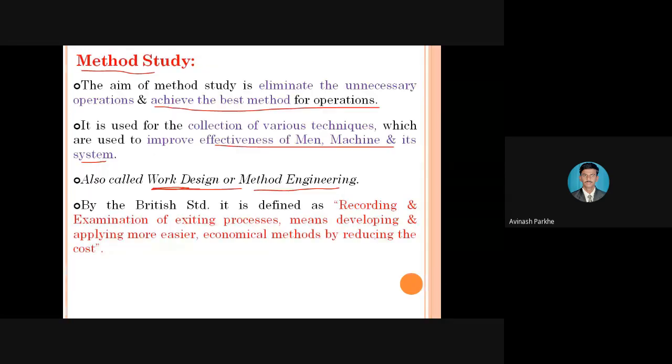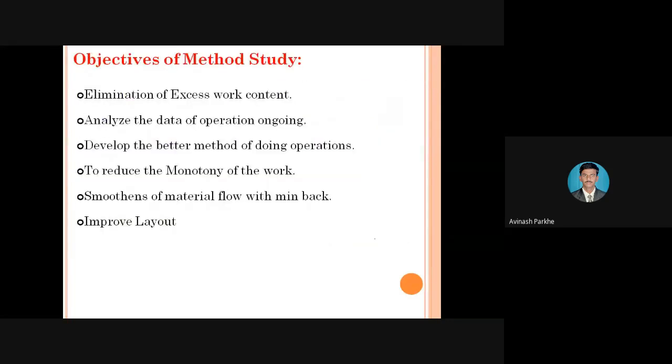Okay, so we'll discuss the last point, the objectives of method study. The same objectives are there. Eliminate the excess work content, which means whatever unnecessary operations are there can be eliminated through the concept of method study. Analyze the data of the operation ongoing.